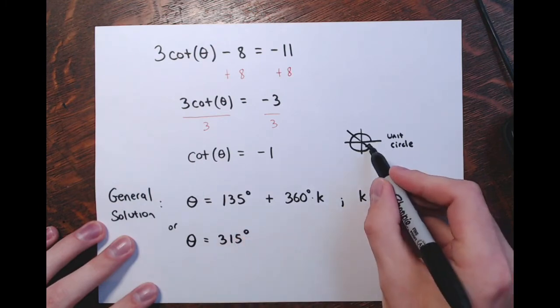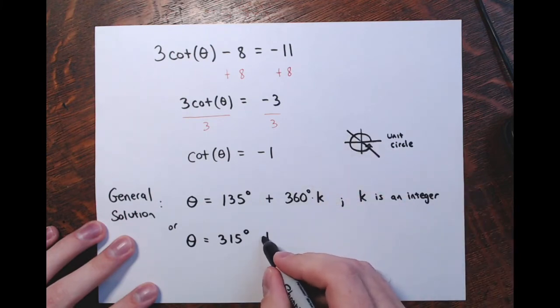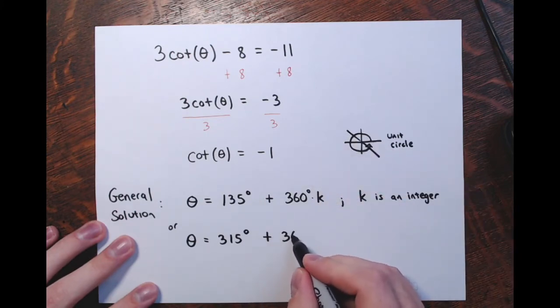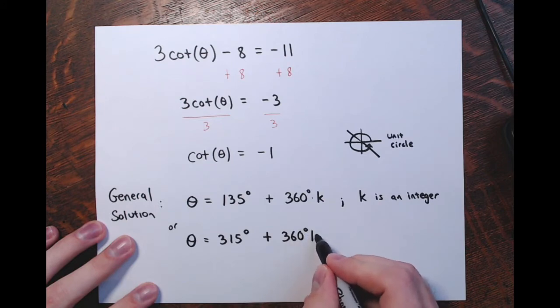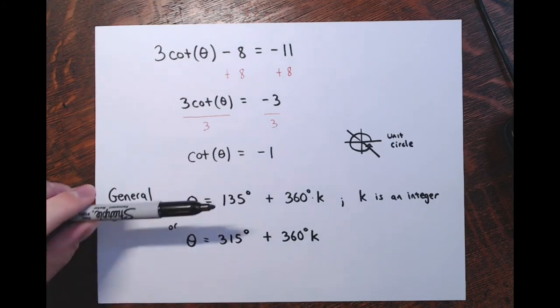And then again, I could take this angle 315 and add 360, subtract 360. So I could add on to this any multiple of 360 degrees. So 360 degrees times k. Now, I could have consolidated this.